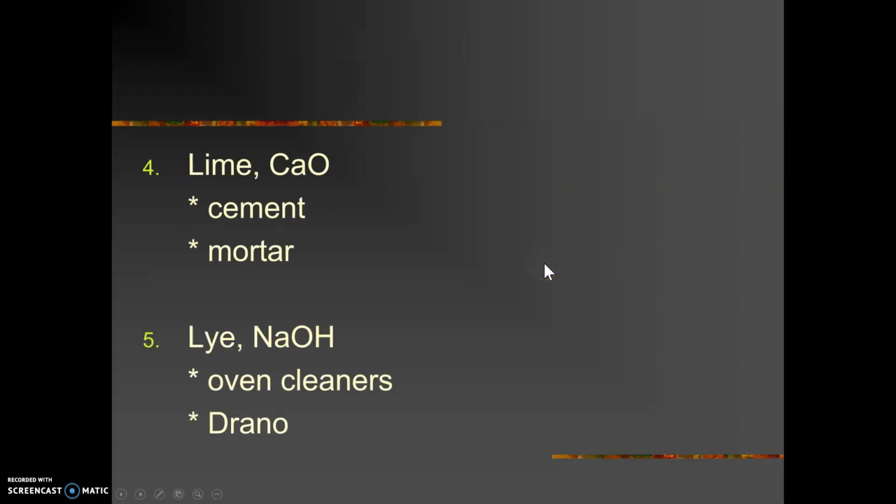Another base is lime. The name of this is calcium oxide, and this is used in your cement and in your mortar. This is the most widely used commercial base. It's also the cheapest base. Another base is lye, which is sodium hydroxide. Sodium hydroxide is a very strong base. This is used in oven cleaners, and it's used in Drano, which helps you unclog the pipes in your house, like your sink pipes. It's also used in making soap, and that's kind of interesting.